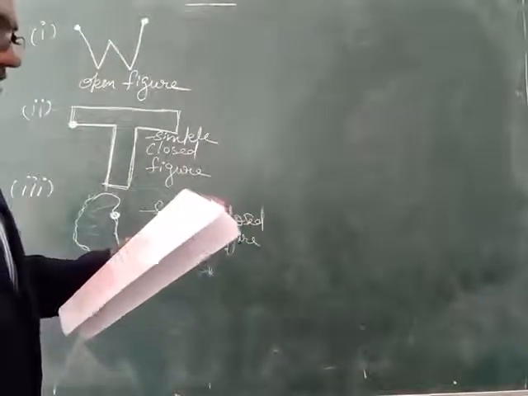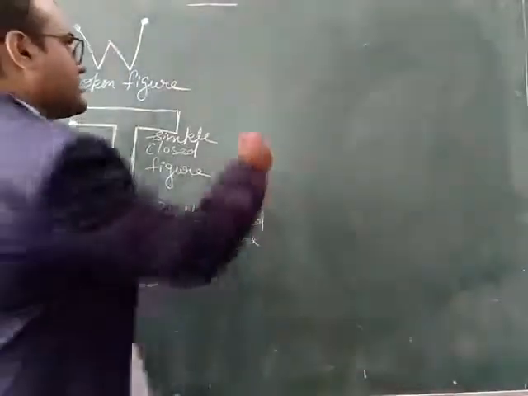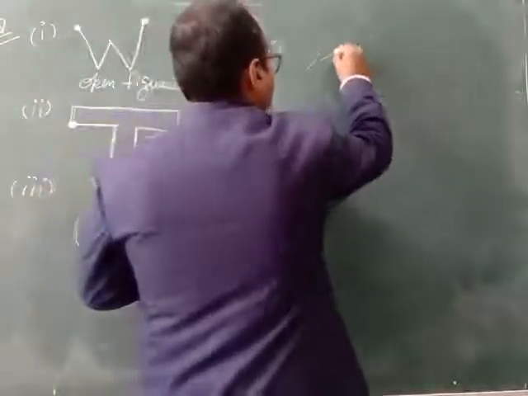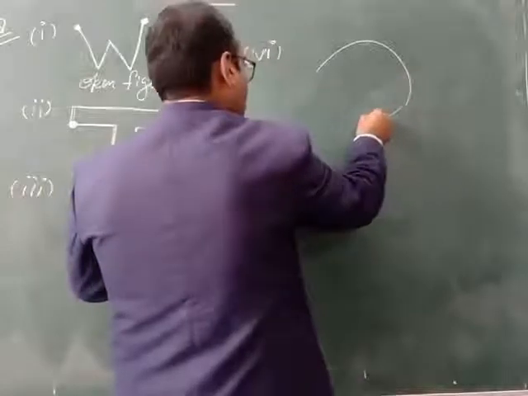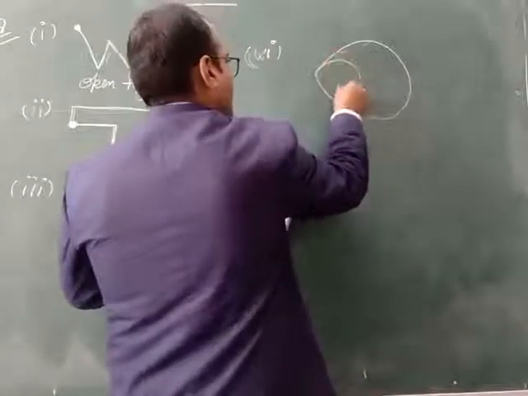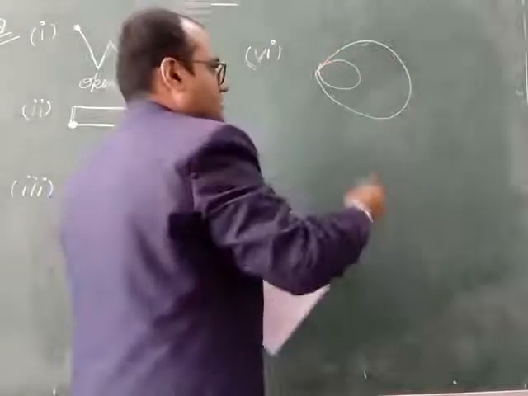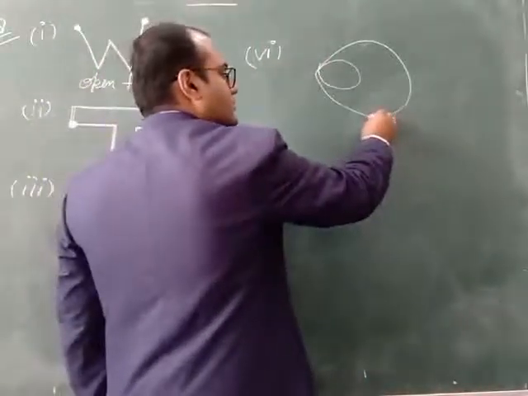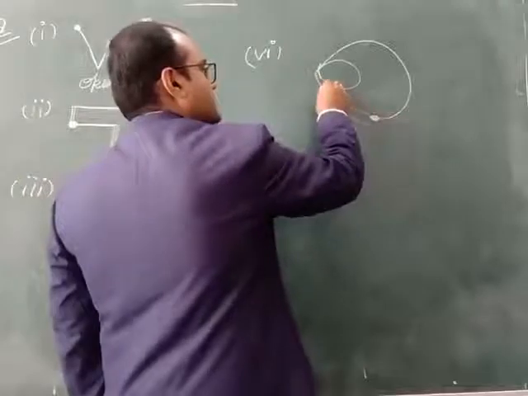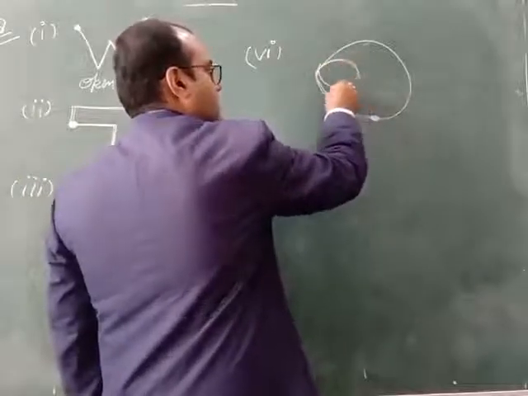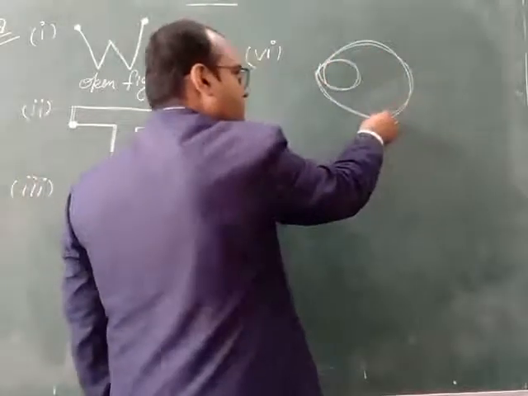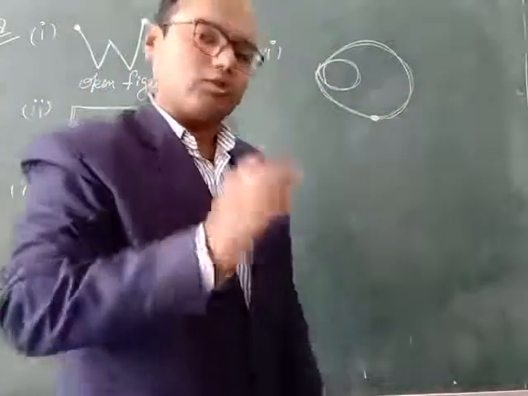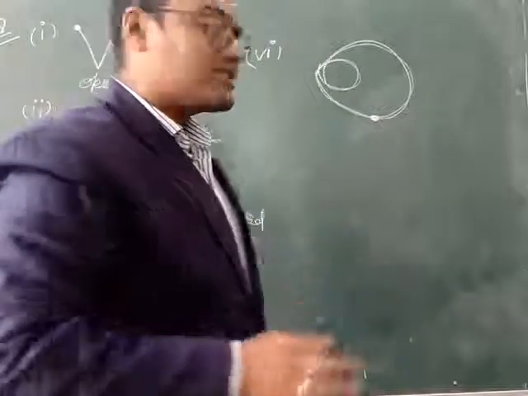If we take the sixth part, all of this is part number 6. The sixth part figure is this. If we start from here, we will move like this, and we are returning to the same point. Since we are returning to the same point, this figure is a closed figure. But we will not say this is a simple closed figure.